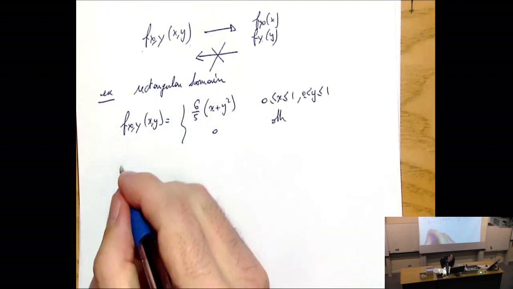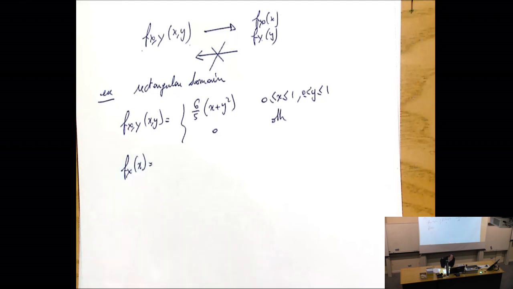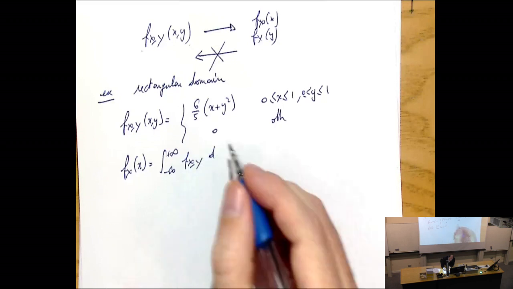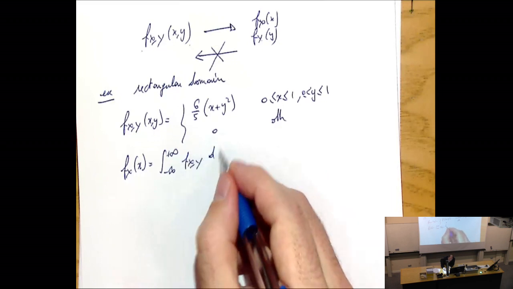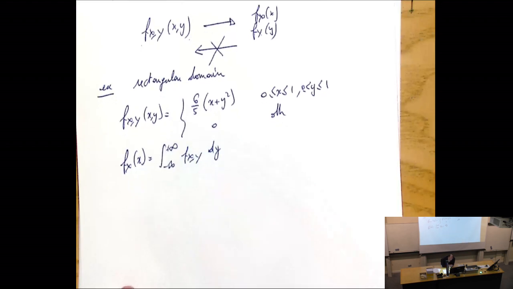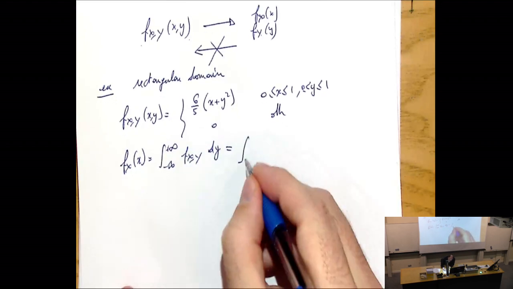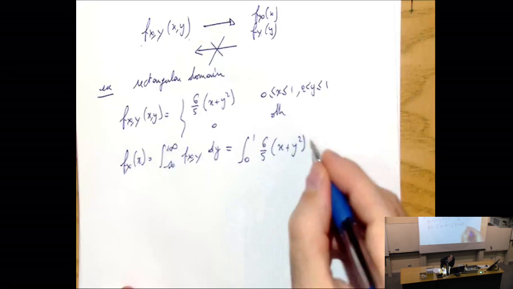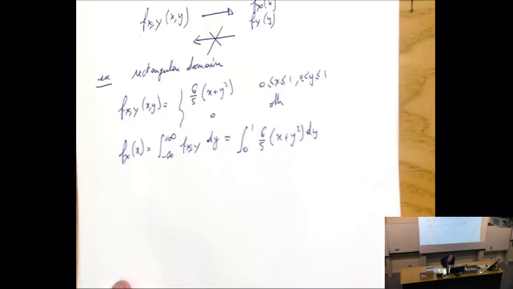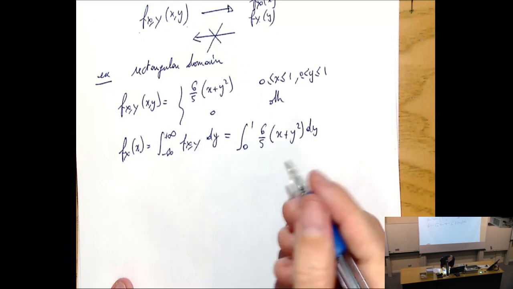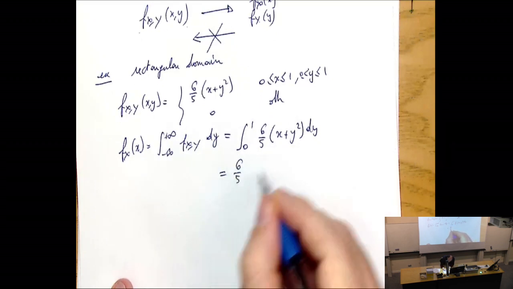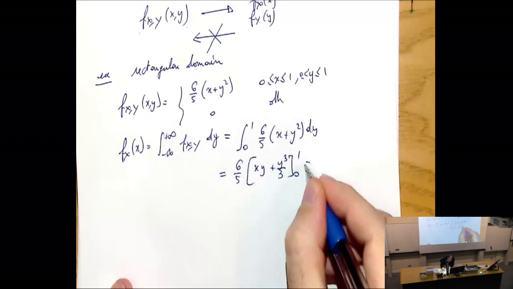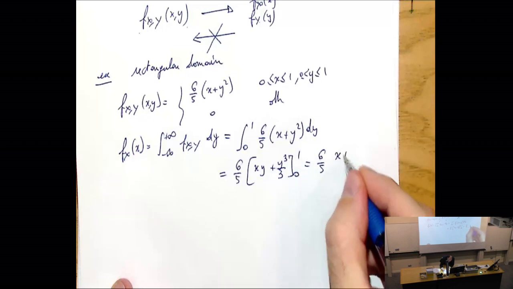So how can I compute the marginal of x here? Well, I can say this is the integral between minus infinity and plus infinity of the joint PDF, and I integrate with respect to y. Right? So in this case, it will be the integral between 0 and 1 of 6 over 5 times (x plus y squared) dy. Okay, so this is 6 over 5 times (xy plus y cubed over 3) evaluated from 0 to 1, which is 6 over 5 times (x plus 1/3).